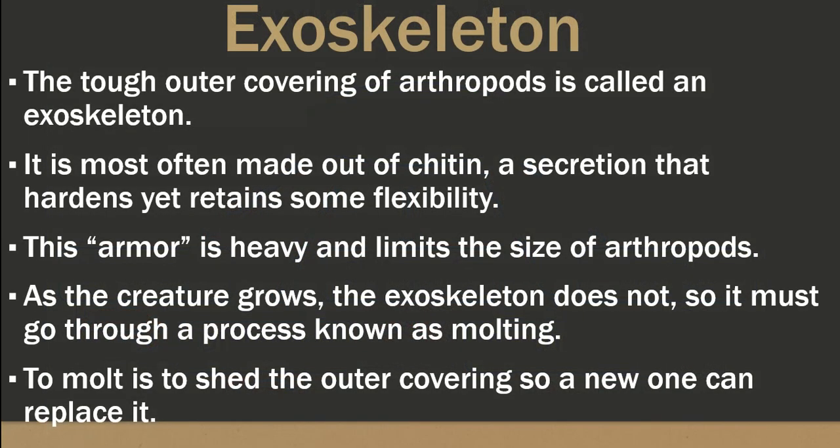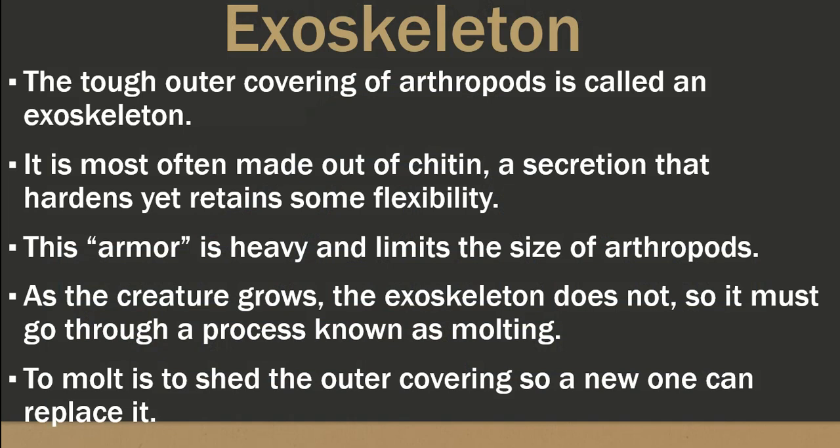Okay, they have this exoskeleton. Now it's a tough outer covering like an armor that's around them. Okay, it is usually made of something called chitin. That's that word right there, C-H-I-T-I-N, chitin. It is hard yet flexible. If you've ever had to squish a bug and it goes crunch, it's going crunch because of that chitin in there, okay? Interestingly, chitin is the same chemical that you find in mushrooms.